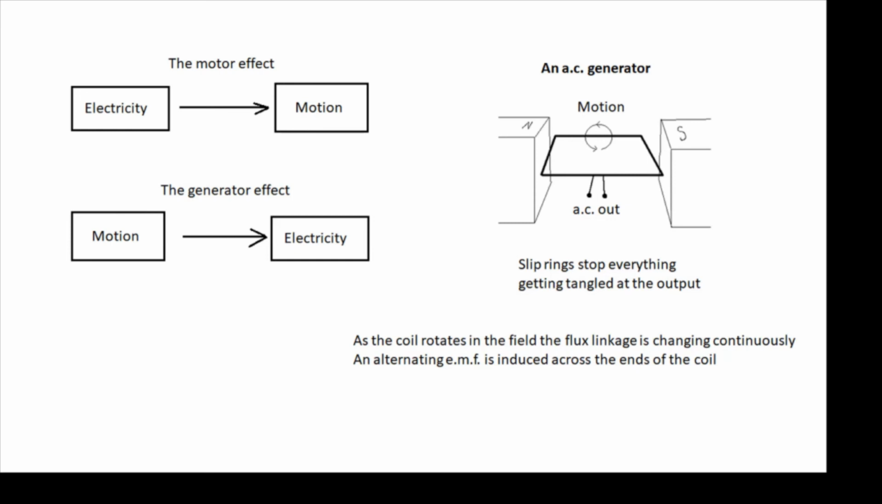Now, an AC generator, these are on the syllabus. You do need to know about AC generators. We have a coil in a magnetic field. You turn the coil and you get an AC voltage out. Okay? You need slip rings. If you didn't have slip rings, then your connections would get tangled up very, very quickly. But with slip rings, you turn the coil and you get AC, alternating current, and AC voltage coming out of the coil. As the coil rotates in the field, the flux linkage, the amount of flux going through the coil, is changing continuously, and alternating EMF is induced across the ends of the coil.